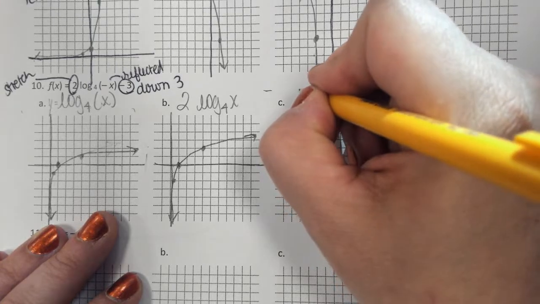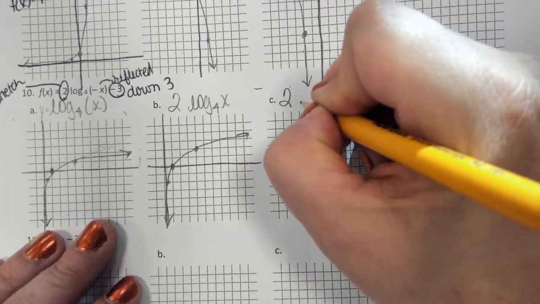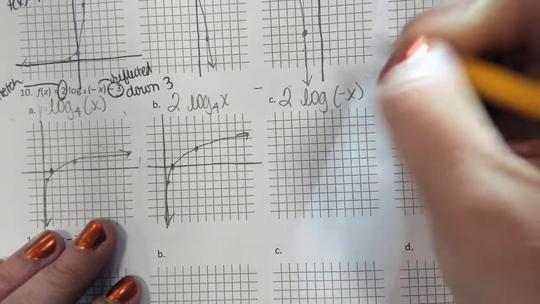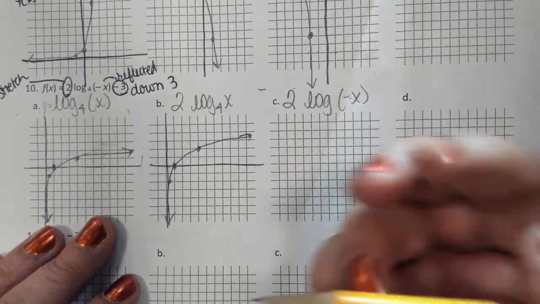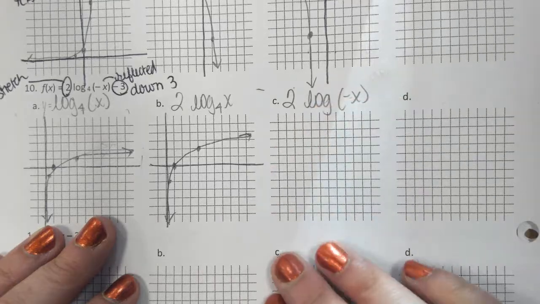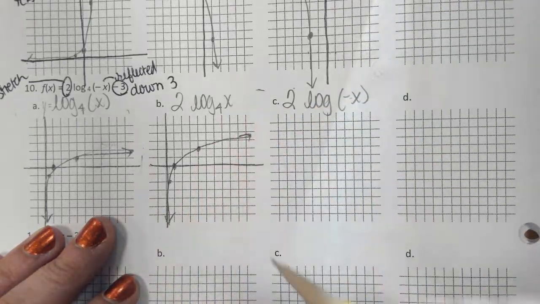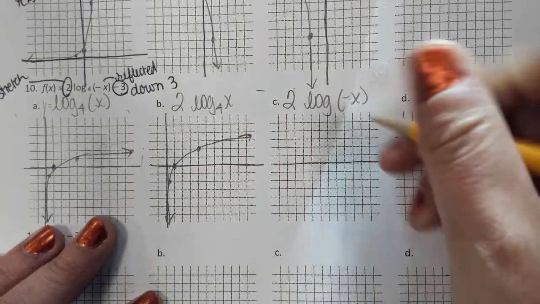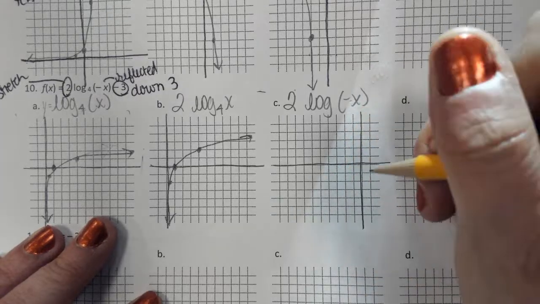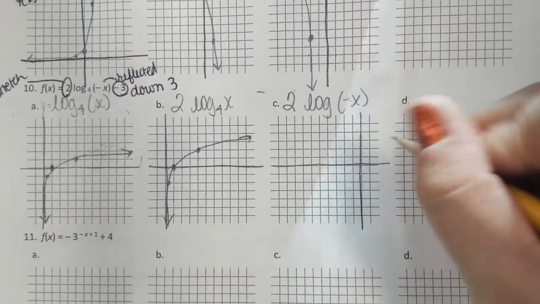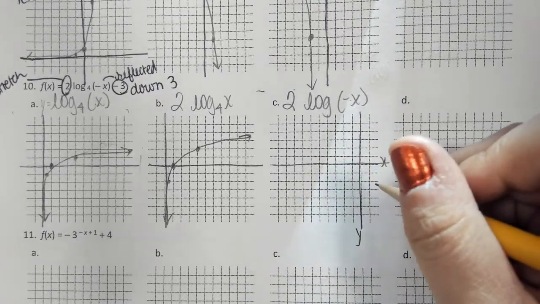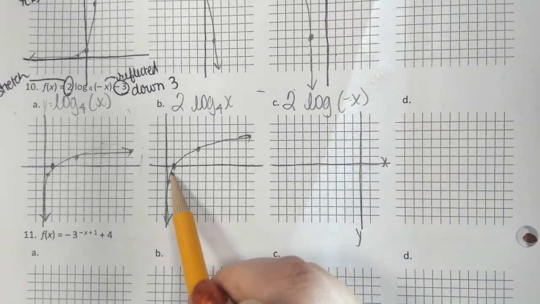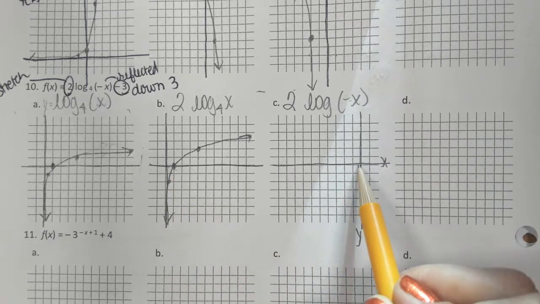Okay, next we are going to reflect. And this time the negative is in front of the x instead of in front of the entire thing. So when that happens, instead of flipping over this way, we flip over the y-axis. So I'm going to change my graph to have my x over here, my y over here, so I have a little bit more room to graph this.